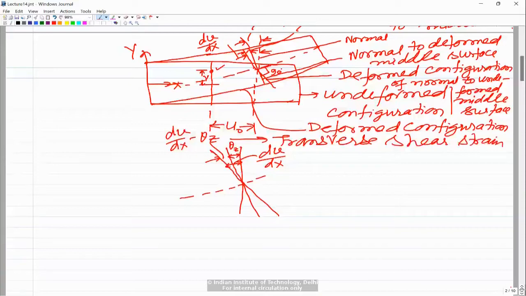Once you understand the deformation, basically, if I had used different colors, initially this line is the one which has gone over here. This is the actual line which was initially normal to the undeformed middle surface, has deformed in this manner, and it no longer remains normal. And then we have drawn a virtual line which is normal to the deformed middle surface. So this angle is 90 degrees.